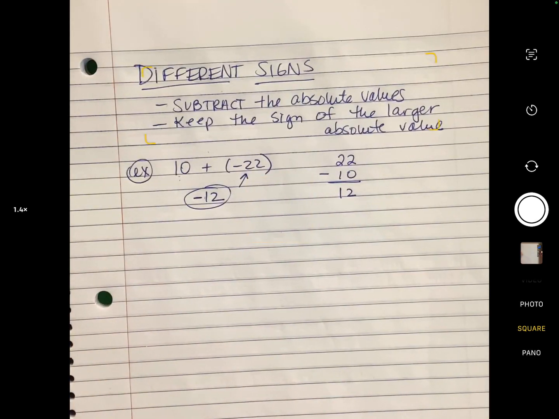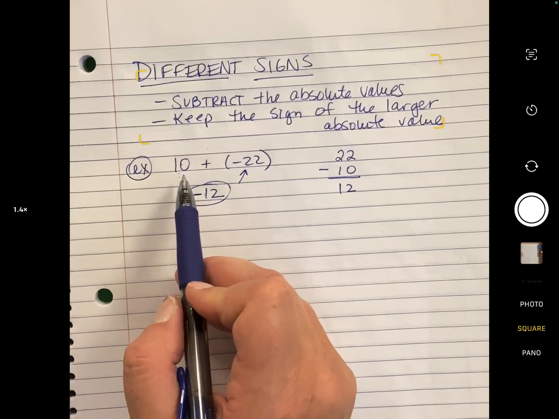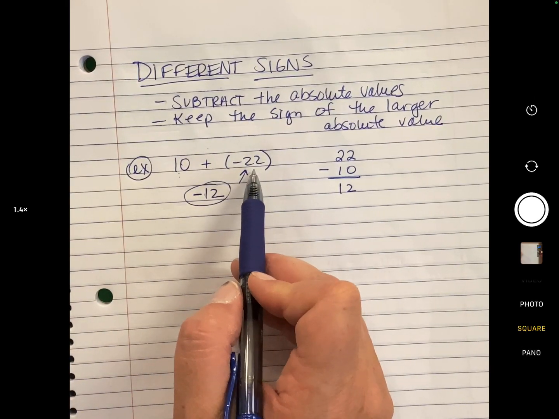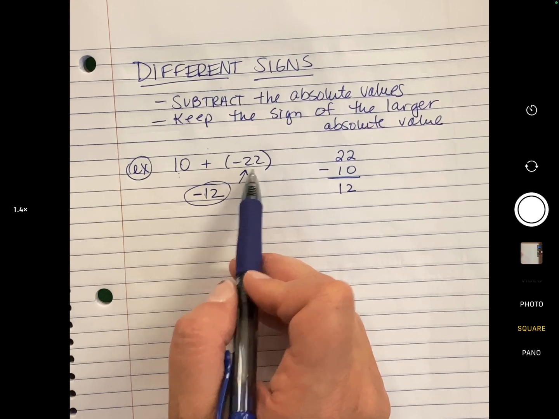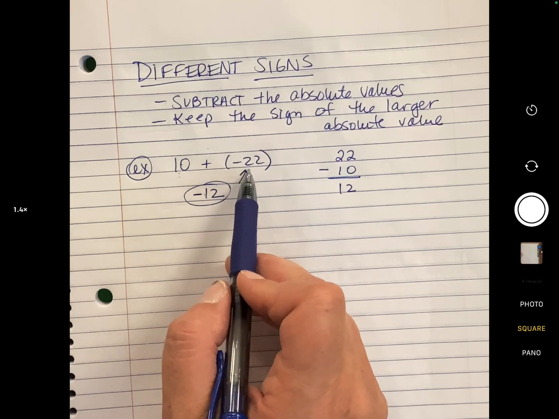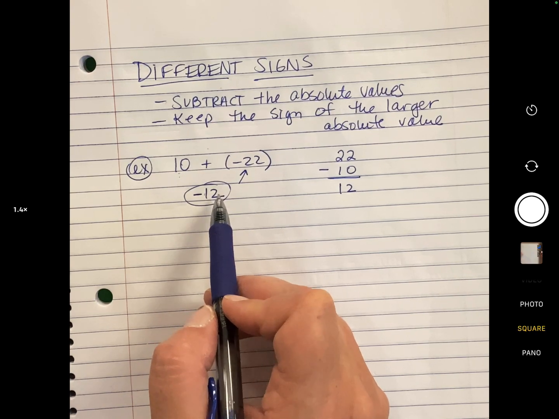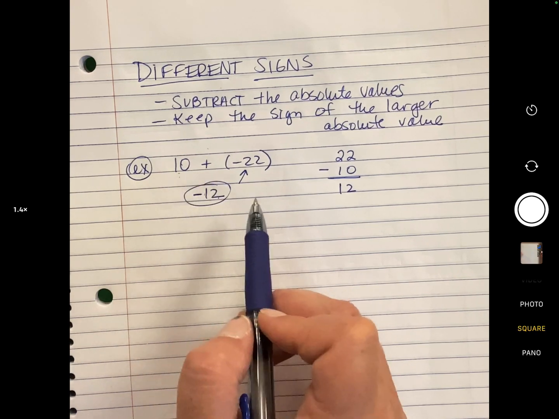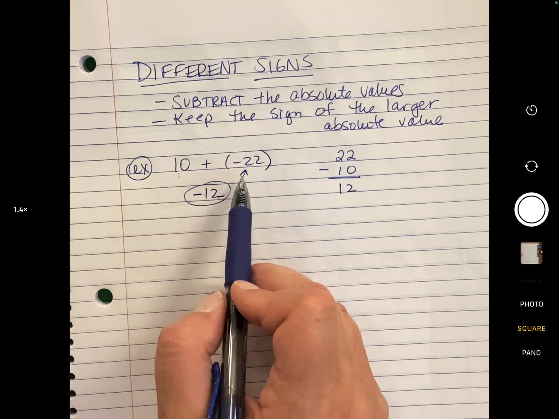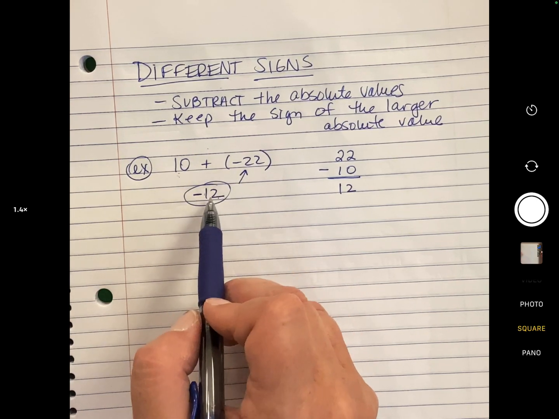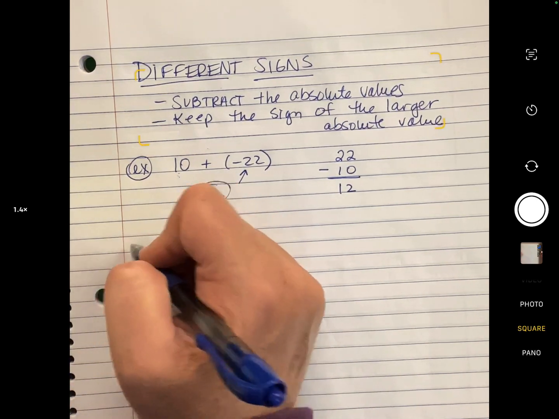Another way to think about it when you're doing this is I like to think about money. If I have $10 in my pocket, but I owe someone $22, I can pay the $10, but I still owe $12. So sometimes that makes more sense to think about it that way, or think about your number line. You went right 10, you're going to go left 22. That's going to put us in the negatives, negative 12.